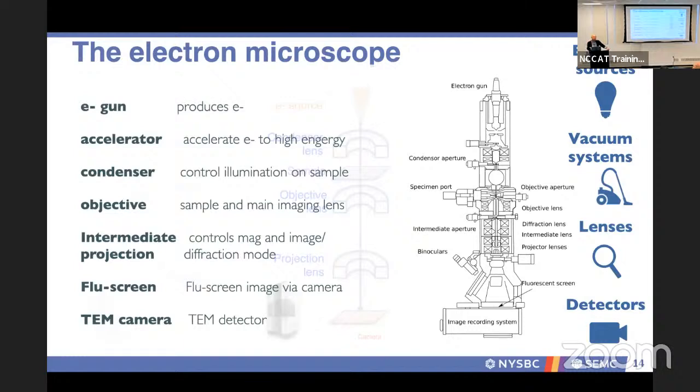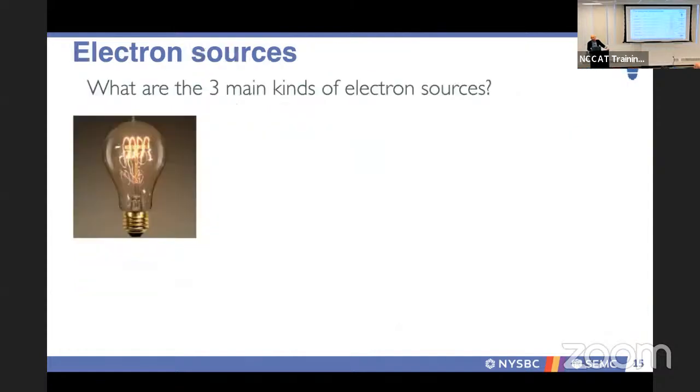So when electrons hit a scintillated screen, it'll kick out photons. Sometimes people say electrons are green because back in the day, the scintillation was kicking out those green photons. And then on the TEM, we have a TEM detector. So we're going to go over all these 4 components.